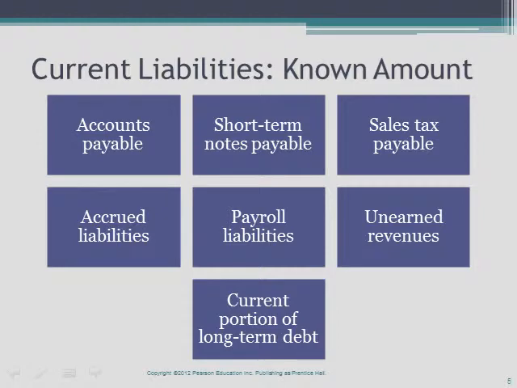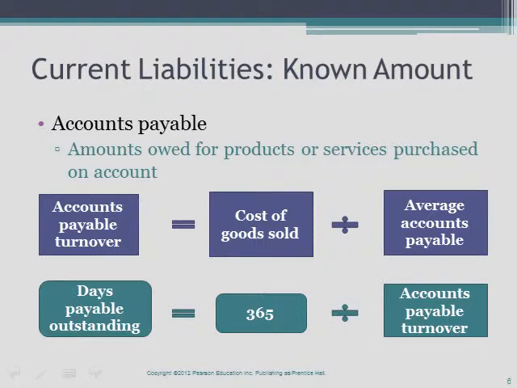Current liabilities of known amount include accounts payable, short-term notes payable, sales tax payable, accrued liabilities, payroll liabilities, unearned revenue, and current portion of long-term debt. Amounts owed for products or services purchased on account are accounts payable.